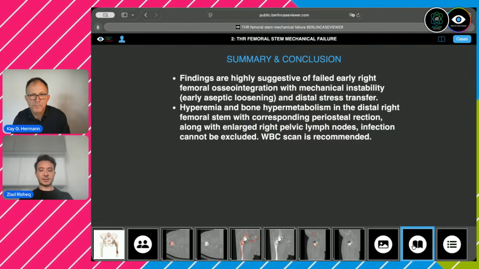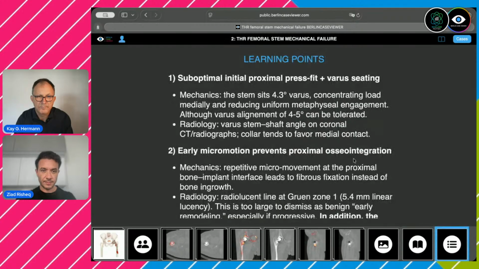Okay, so let's try to put everything together before we jump into the conclusion. So, first of all, we have a suboptimal proximal fixation, okay, and there was a varus seating. If we look at the mechanics, the stem was at 4.3 or 4.5 varus, which is somehow tolerated. So the load is concentrating medially and reducing uniform metaphyseal engagement, okay? Although varus alignment of 4 to 5 can be tolerated.